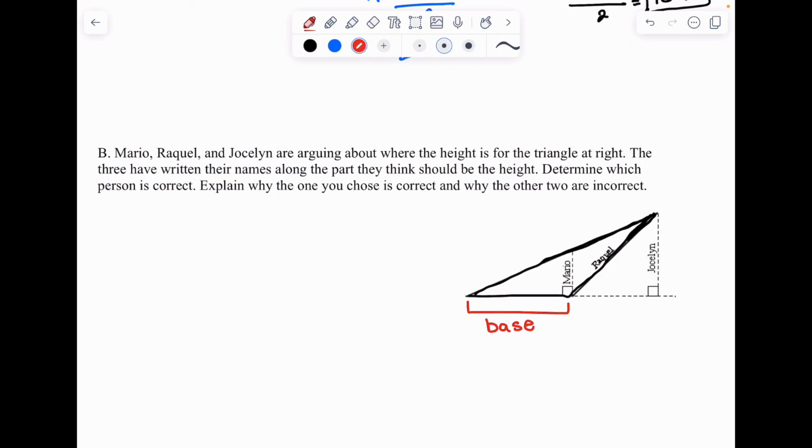So looking at Mario's line, it is perpendicular to the base, but it doesn't go to the very top of the triangle. It's only about halfway through. So it's not going to be Mario. Looking at Raquel's, her line is slanted and not perpendicular to the base, so it's not going to be Raquel. But Jocelyn's line does go to the very top of the triangle and down to the base, pretending that the base is extended a little bit, and is perpendicular to the base. So in this case, Jocelyn is correct because her line accurately reflects the height of the triangle and is perpendicular to the base.